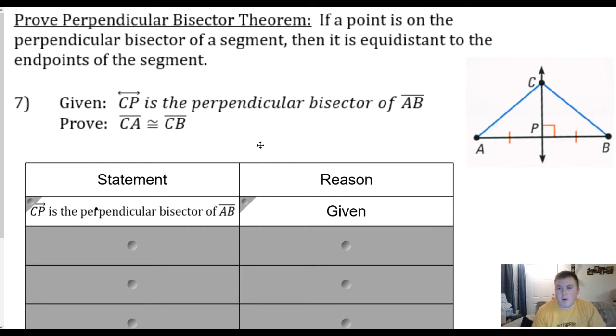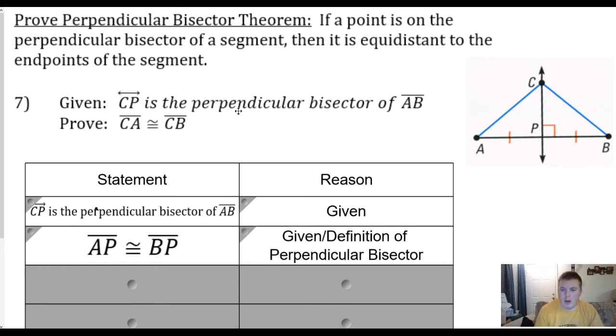On the next step, we're going to explore just a little bit more about what it means to be a perpendicular bisector. A perpendicular bisector means it's going to cut segment AB into two congruent pieces. You see that marked in the diagram, and you can also use that from the definition of the perpendicular bisector. So really you could go with either one there. You could go given because it was marked in the diagram, or you could mark it as the definition of a perpendicular bisector. So they have already marked that on our triangle for us. So we now have one side congruent.